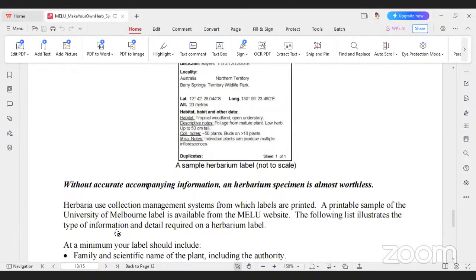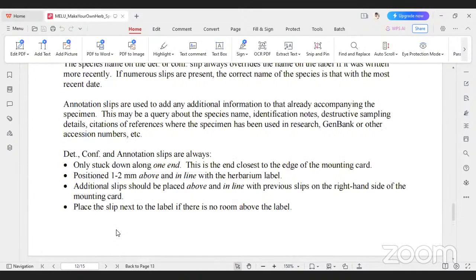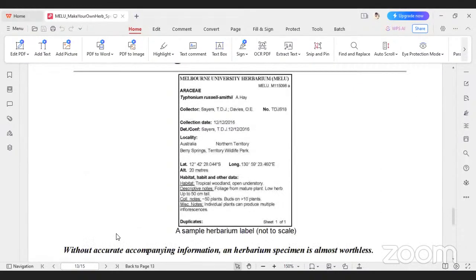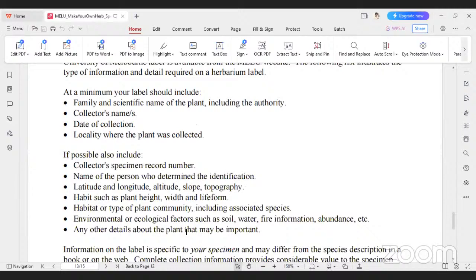Nomenclature. After collecting, preserving, storing and mounting, label it. You should label the family and scientific name of the plant, including authority, collector name, date of collection, and locality where the plant was collected. If possible, also include the collector's specimen record number.